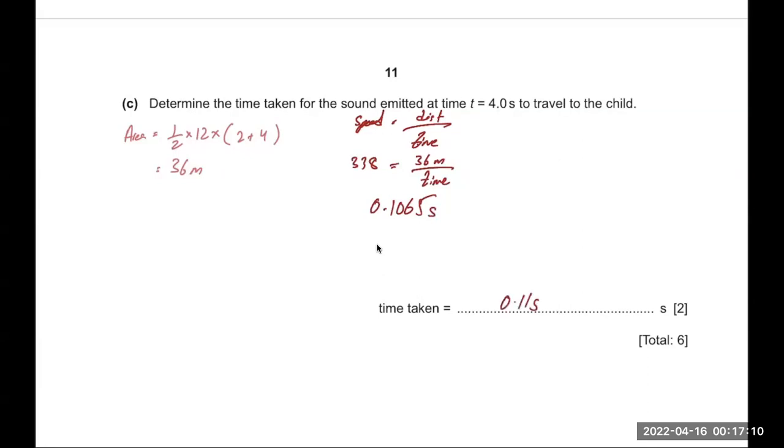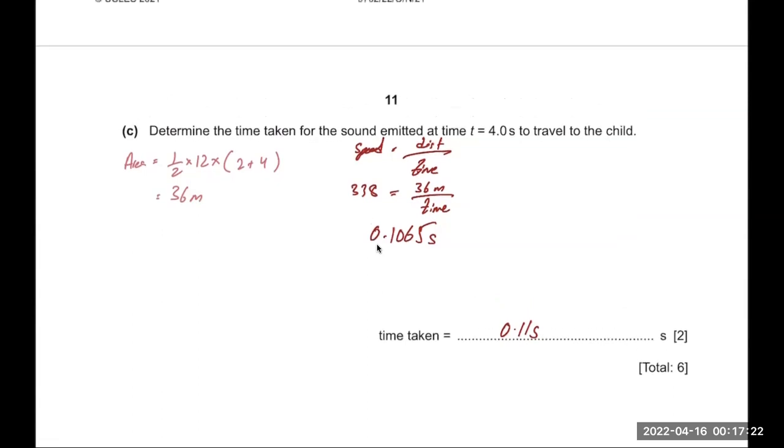This is the time that it takes for sound to travel from the car to the child. Or if you use s is equal to ut plus half at squared, we know that sound travels at a constant speed, so the acceleration is 0, so this entire part gets cancelled out. So you're basically using distance is equal to speed into time, which is the same formula. 0.11 seconds.